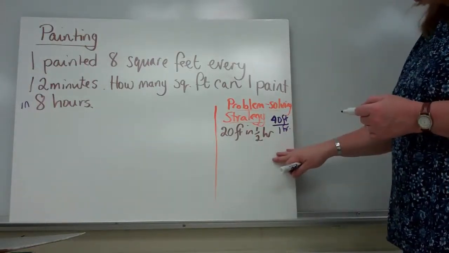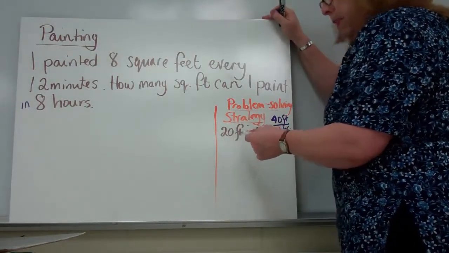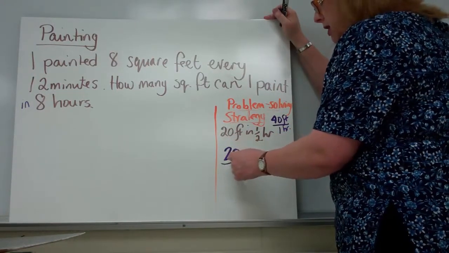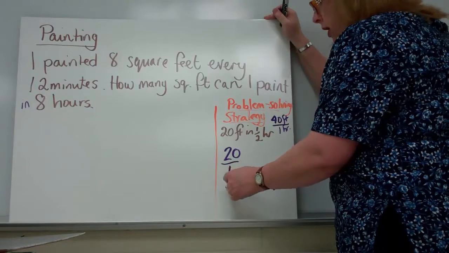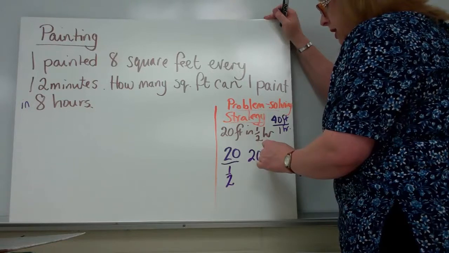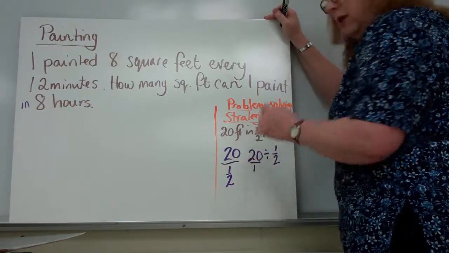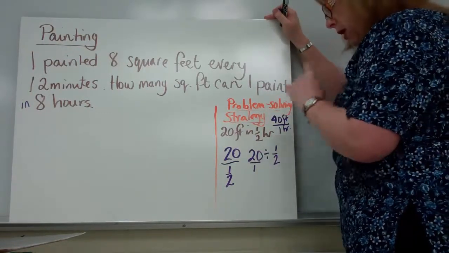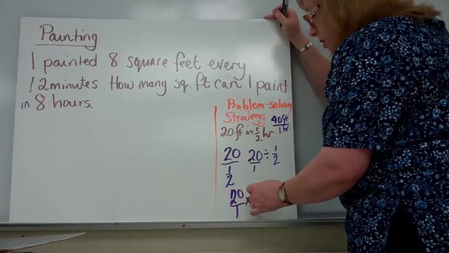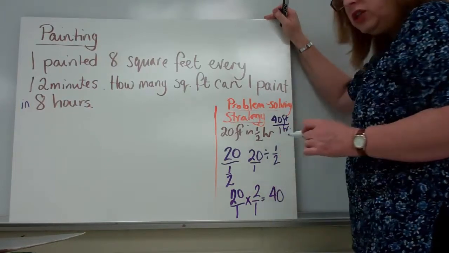Well, what I'm going to do is see if my unit rate fraction here works, or ratio. Here, 20 divided by 1/2, because we take feet per hour. To do that, I would have to make the 20 into a fraction, which I can do by putting it over 1. And now keep, change, flip using the reciprocal. Then my answer is 40, which I knew.